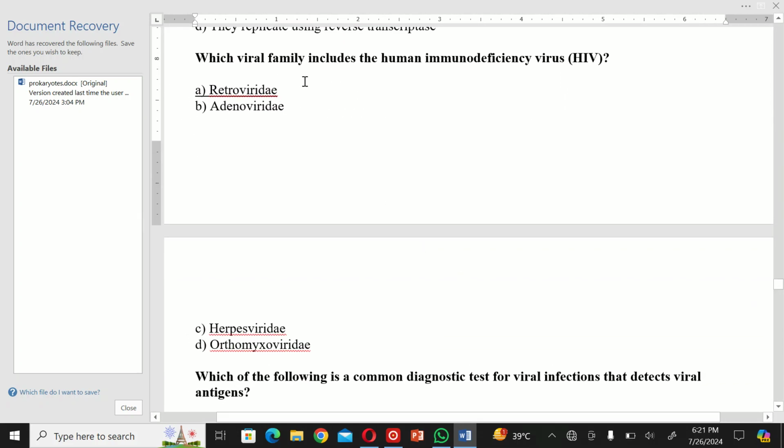The next MCQ is: which viral family includes the human immunodeficiency virus? A. Retroviridae. B. Adenoviridae. C. Herpesviridae. D. Erythroparvoviridae. So the correct option is A.